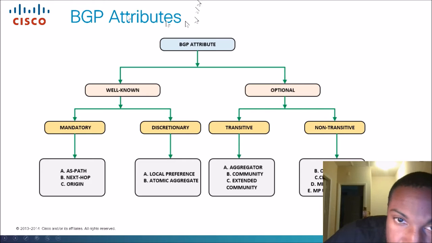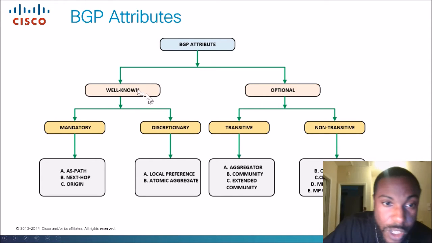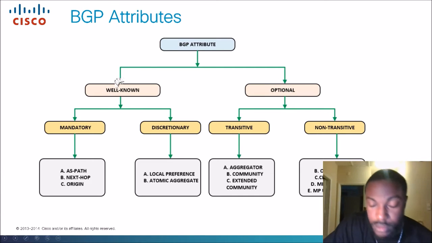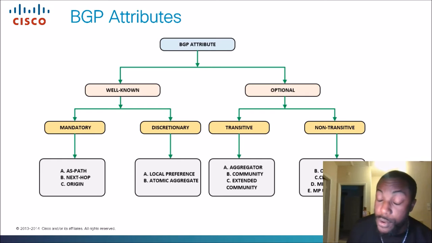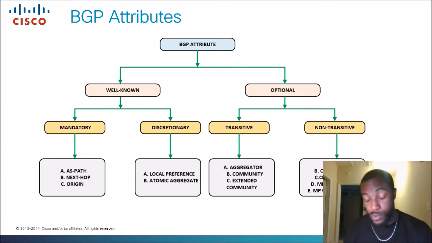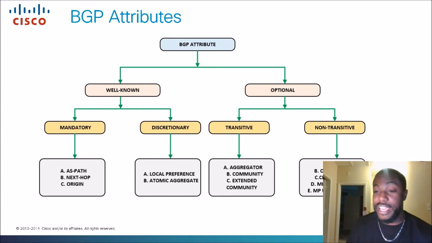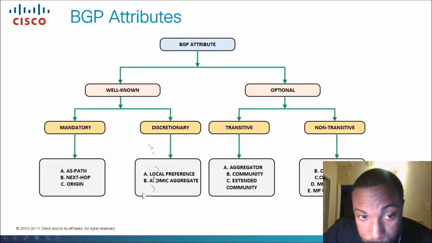Let's start from the top. We said we're going to discuss the attributes of BGP. They are separated into two categories, well-known and optional. The well-known ones are the ones that are known by every type of router. You can have a Cisco router, and it's going to know about this attribute. You can have a Juniper router. You can have a Huawei router, I don't know if I'm pronouncing that right. Any other vendor will know this type of attribute. That's why they call these well-known attributes.